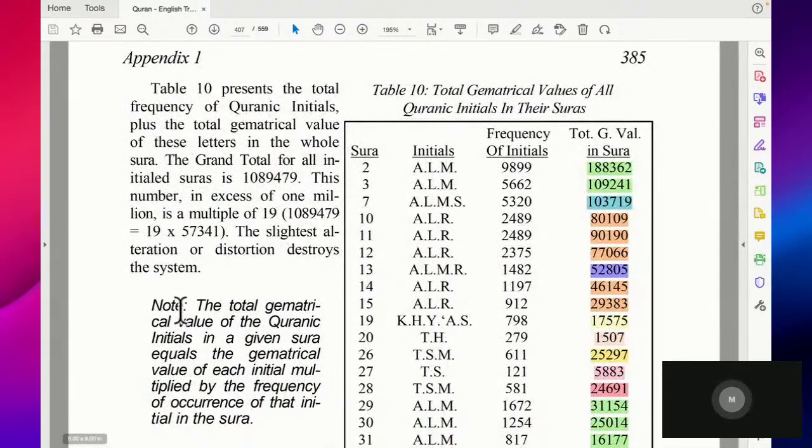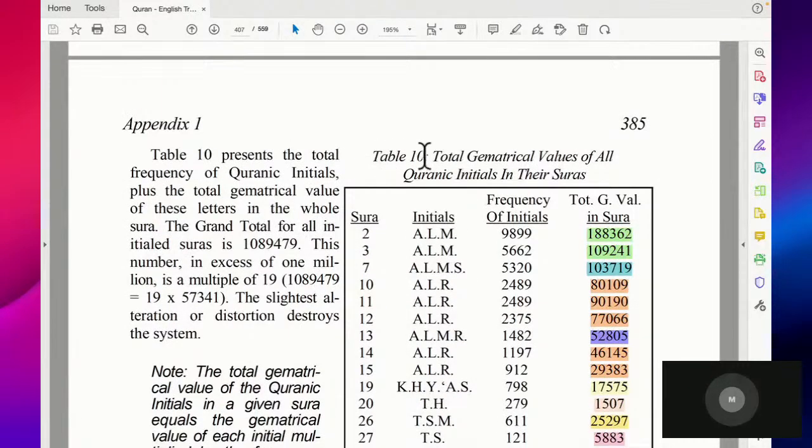And there's a note here. Note the total geometrical value of the Quranic initials in a given surah equals the geometrical value of each initial multiplied by the frequency of occurrence of that initial in the surah. So what does it mean? Now, table 10, total geometrical values of all Quranic initials in their surahs.